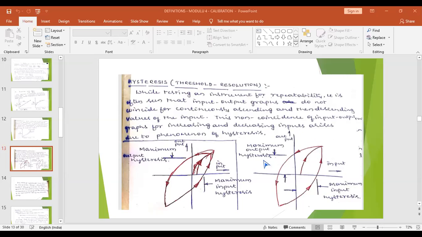This is the maximum output hysteresis. This is the maximum input hysteresis. These two indicate you cannot load the specimen above the elastic limit. If you load the specimen above the elastic limit, what will happen? There may be plastic deformation, failure in the specimen, so you cannot bring back the molecules or atoms to the original equilibrium position. For that reason, load the specimen within the elastic limit so that you have the deformation, but it is temporary. It is the elastic limit.